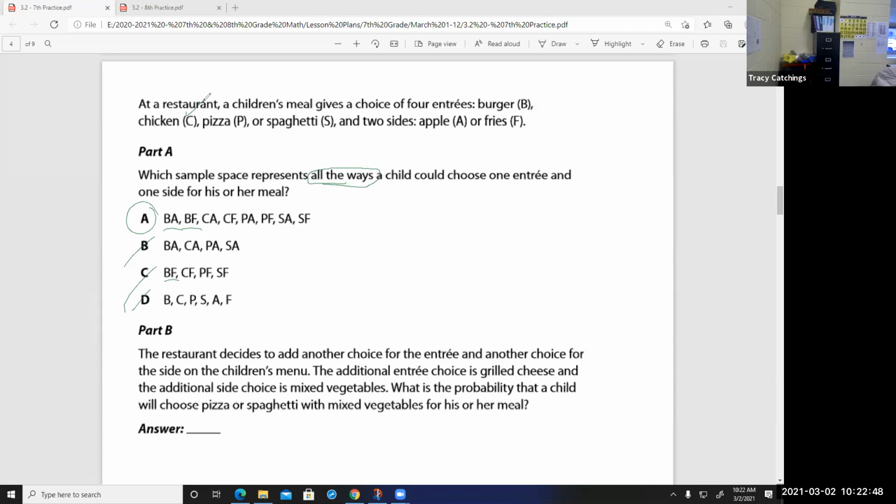And then they told us we could have pizza and apples, pizza and fries. And then spaghetti and apples, spaghetti and fries. A would be the correct answer.